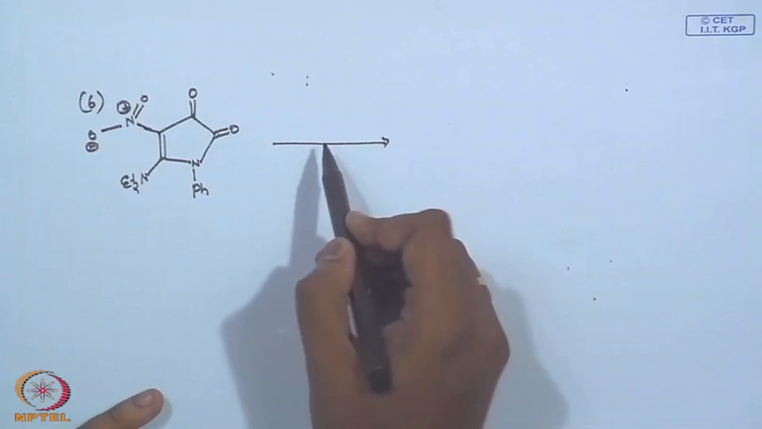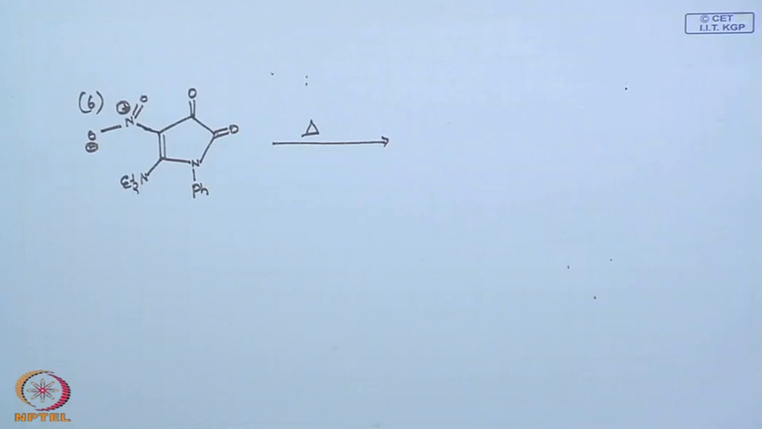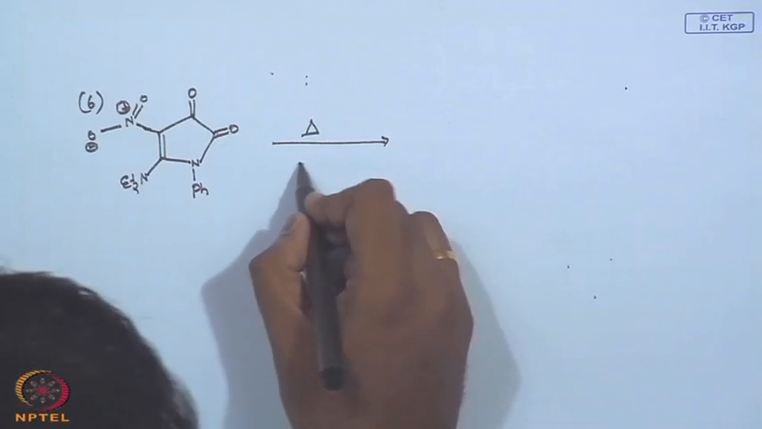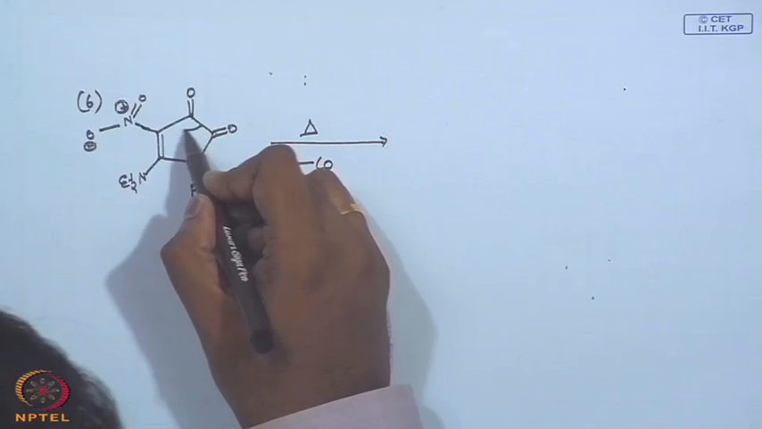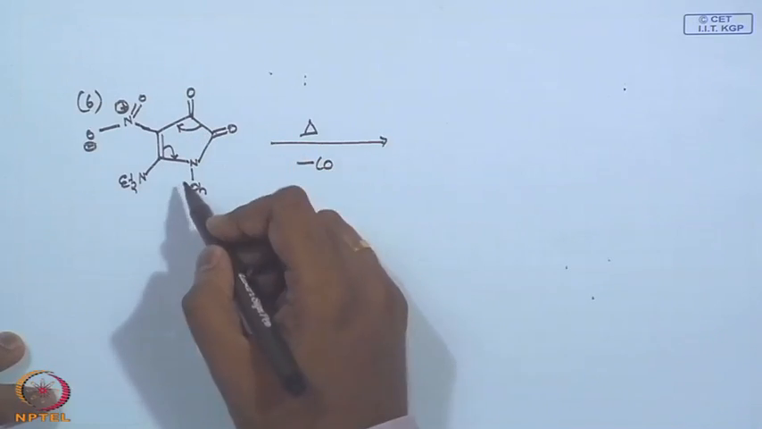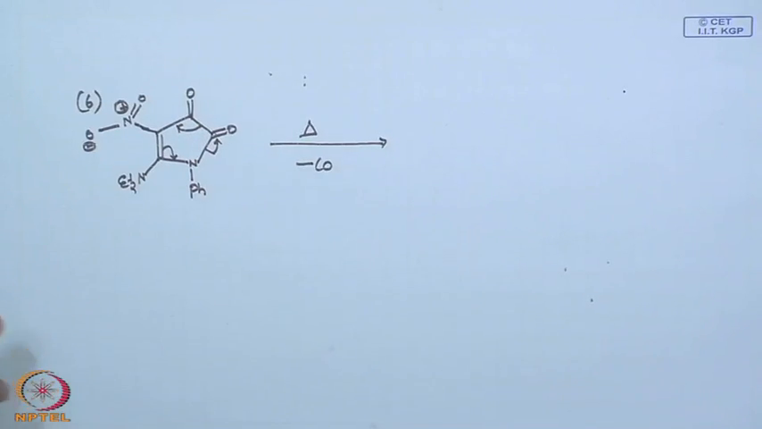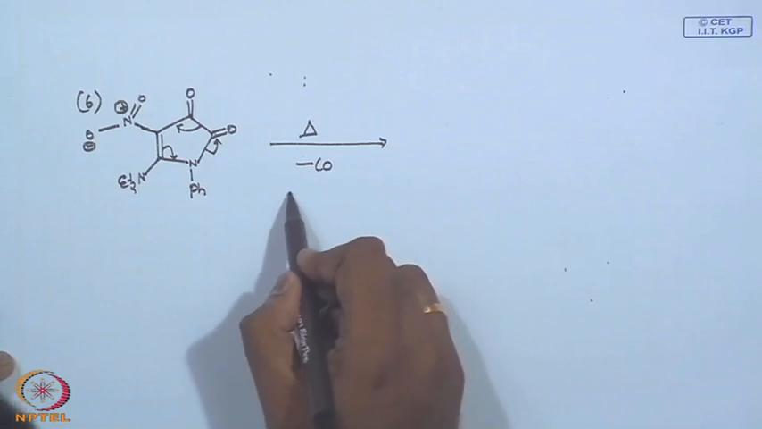Now I say that I take this system, I heat it. Now tell me what you are going to expect from this reaction. Anyone? Yes, you can do a carbon monoxide elimination. This can happen very nicely. For example, you can just push this up, and you get a carbon monoxide elimination, nothing but a chelotropic reaction.